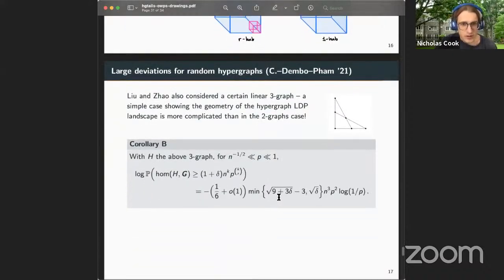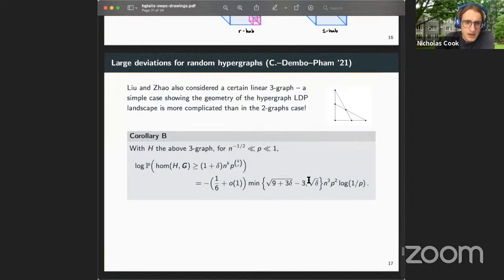But they were able to exhibit one graph where that was not the case, where the optimum was attained by these boxes of intermediate dimensions. So it's this graph here. This is a linear hypergraph where the line segments are the edges. So you have 4 edges and 6 vertices. And they got the upper tail for this.